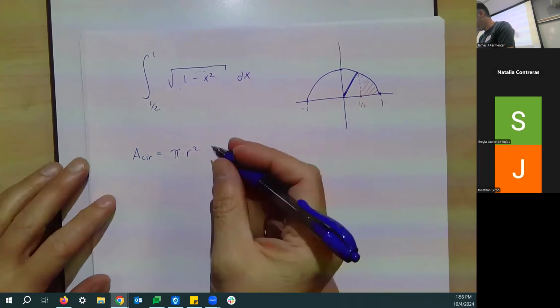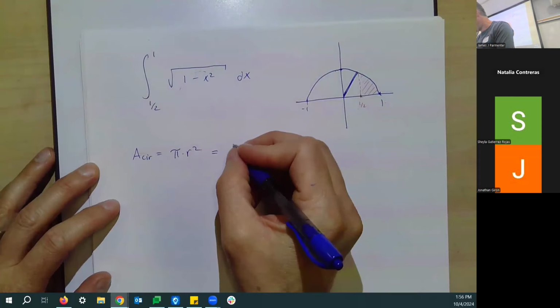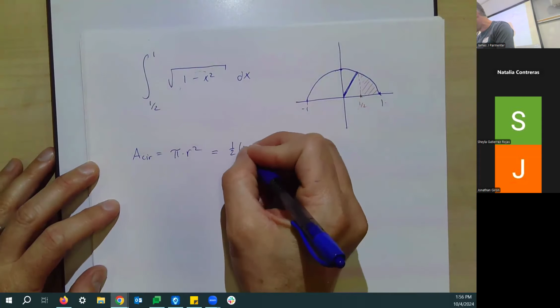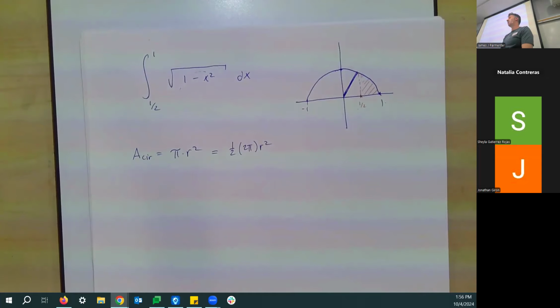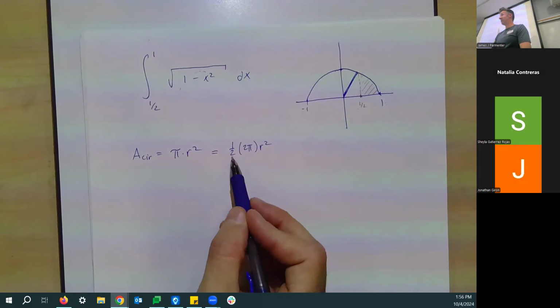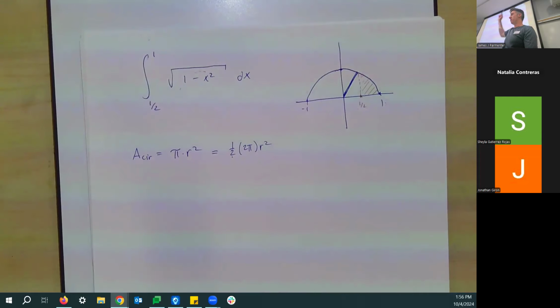It's interesting. But I would encourage you to think of this just for a second as 1/2 times 2 pi times r squared. Or in other words, the area of the circle is 1/2 times the angle we go around times the radius squared. And that's true no matter what angle you subtend, I guess is the technical correct word.